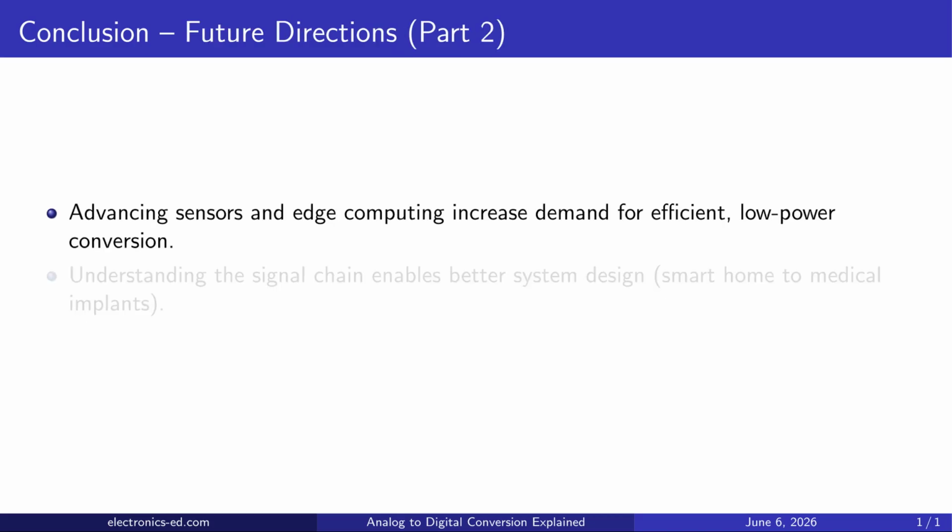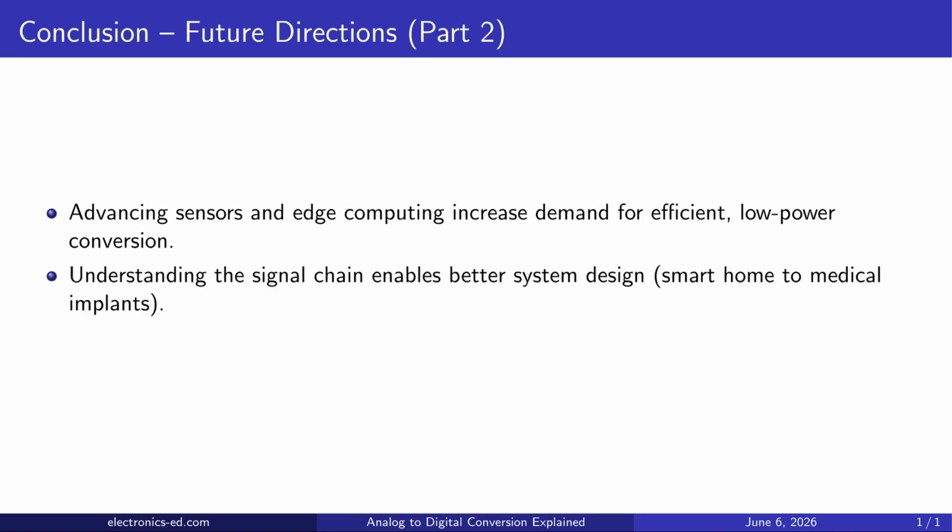As sensors and edge computing advance, we see growing demand for efficient, low-power analog-to-digital and digital-to-analog conversion. Understanding this complete signal chain helps you design better systems, from smart home devices to medical implants.